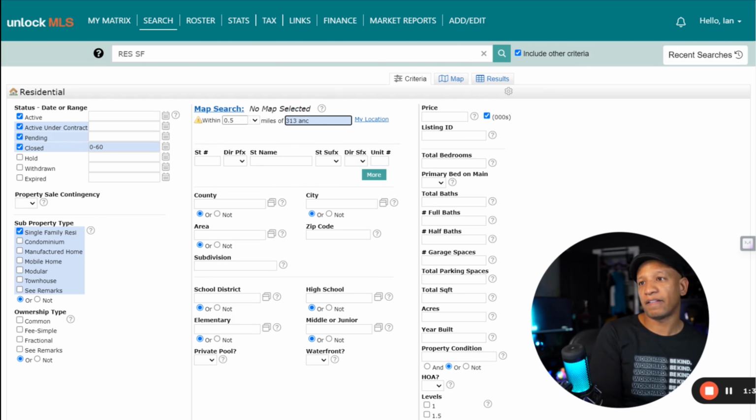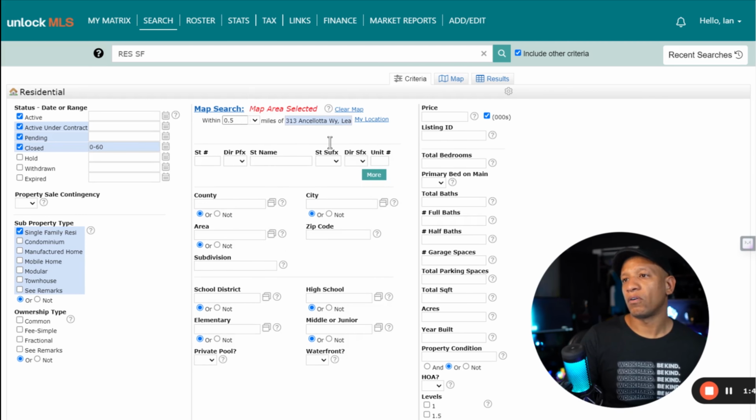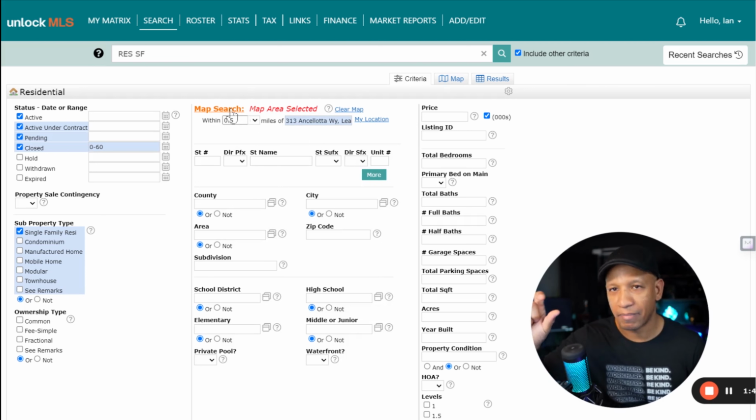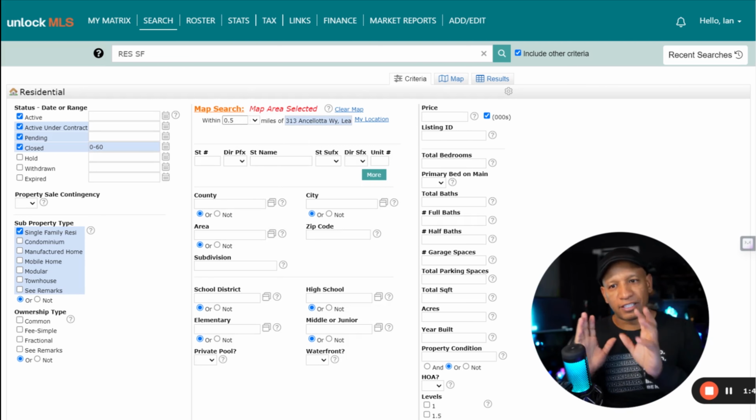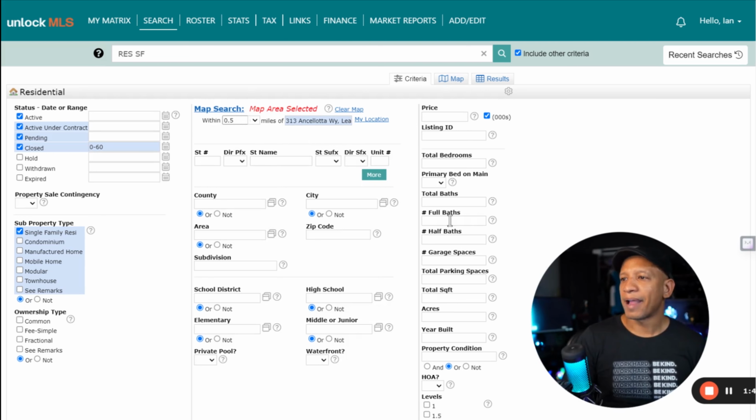There we go. As I start typing it in here, it shows up. If not, I can click map search and then select the direct area, but this is good. I'm not going to touch anything else.